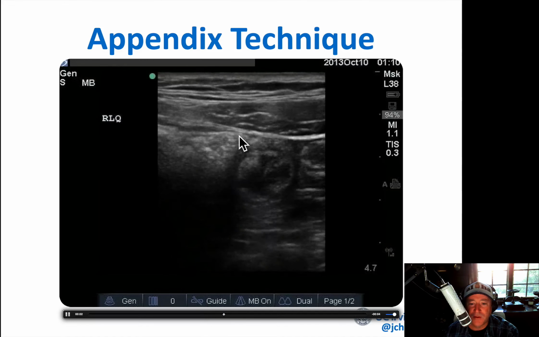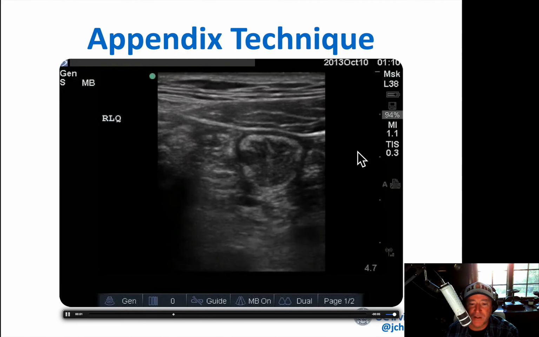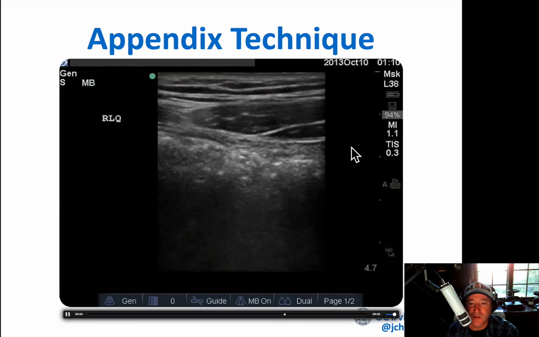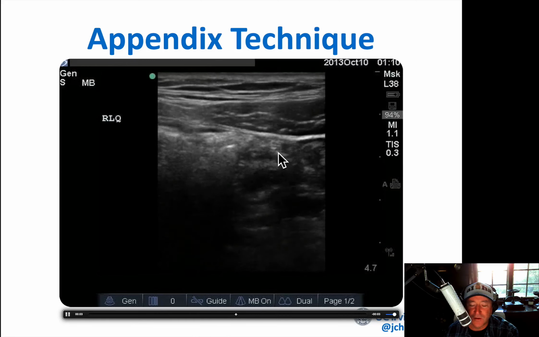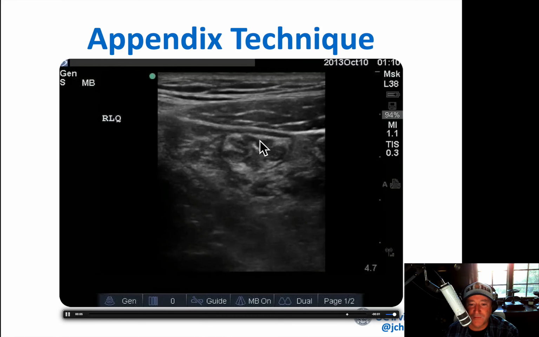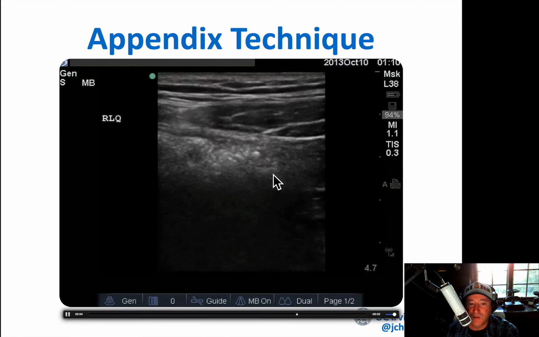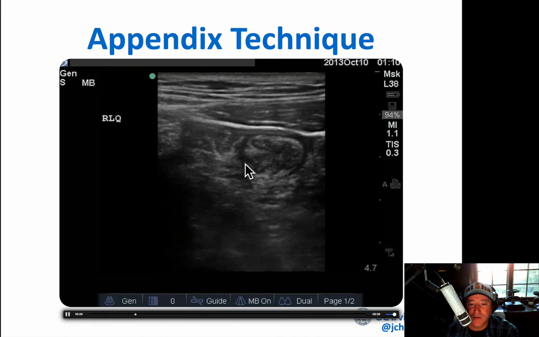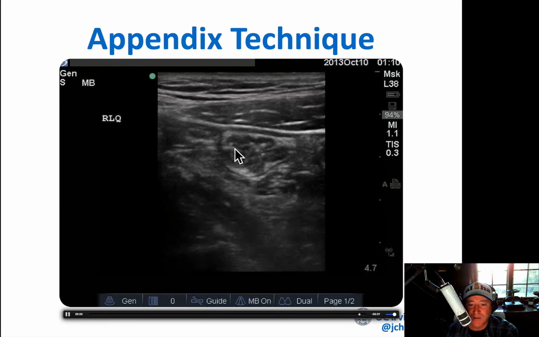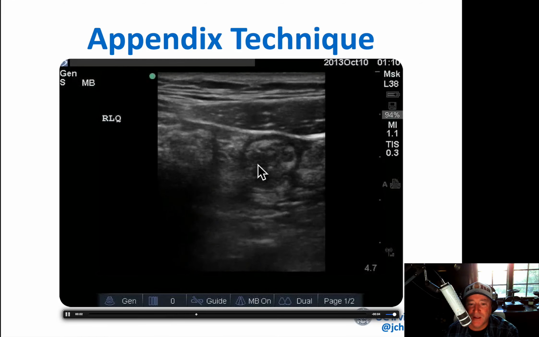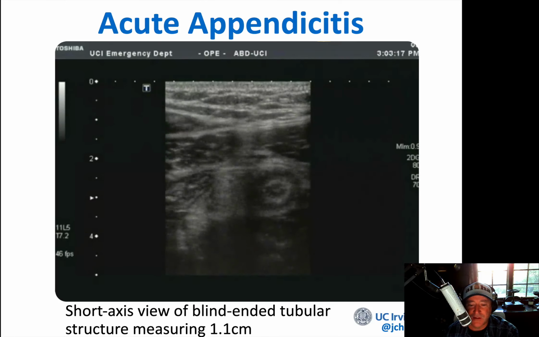Again, with the linear probe we see really nice images in the right lower quadrant on most of our patients. If they get a little bit larger, sometimes I'll switch to the curvilinear probe. This almost looks like a flower to me with all these little petals coming out. This is what the terminal ileum, or TI, looks like. When I see it, I know the appendix is probably not far away. That's just a little tip for you.